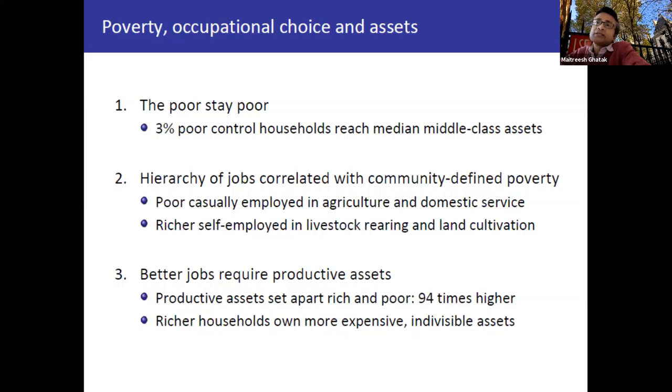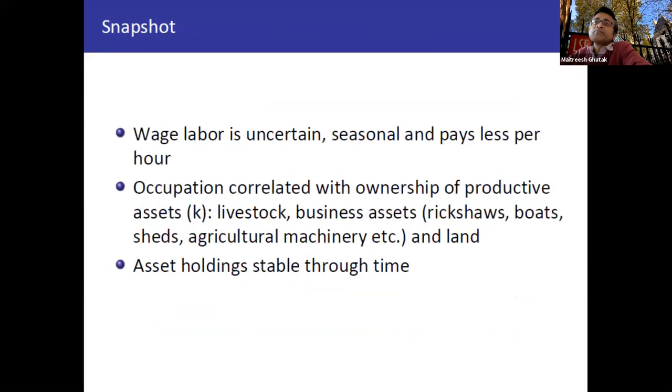The better jobs require productive assets, but productive assets are what really set apart the rich and the poor within these village economy contexts. The richer households own expensive and indivisible assets. Wage labor is uncertain and seasonal and pays less. And this is what tends to keep those who are engaged in those activities poor.